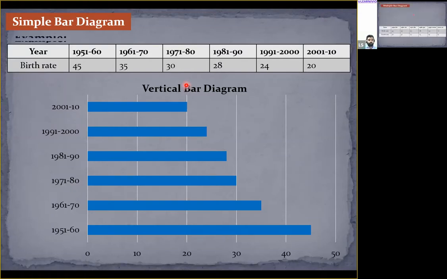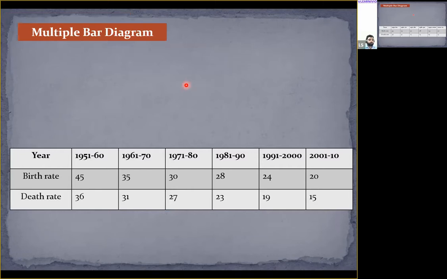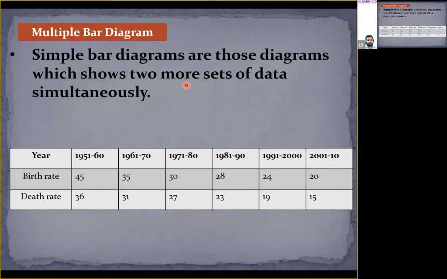Next is multiple bar diagram. How multiple bar diagram is different from the simple bar diagram is that in case of simple bar diagram, we present only a single set of data on the bar diagram. But in case of multiple bar diagram, we present two or more sets of data on the bar diagram. Multiple bar diagrams are those diagrams which show two or more sets of data simultaneously.